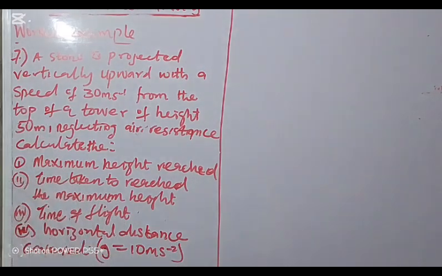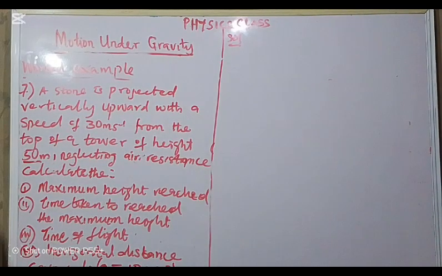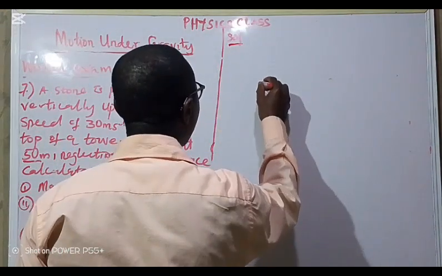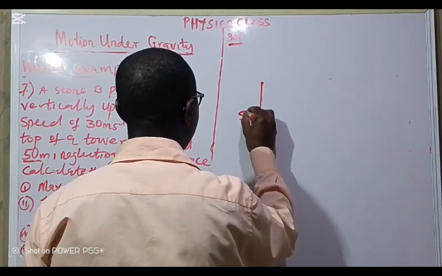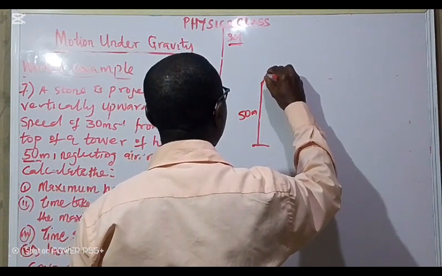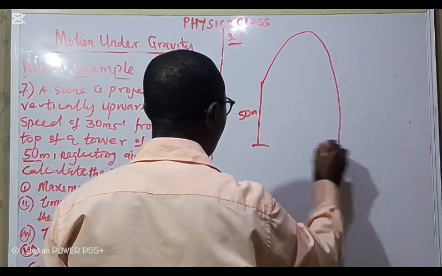Now, this question is totally different from what we have been doing before, but it will take the same process. So let's solve it accordingly. From the question as read, let's draw it. Let's say this is the height of the tower, 50 meters. This stone was thrown from the top of the tower, reached the maximum height, and came back down to the horizontal level.